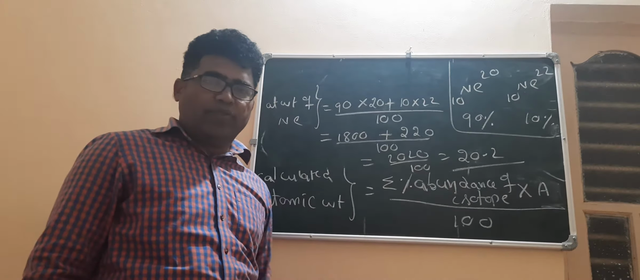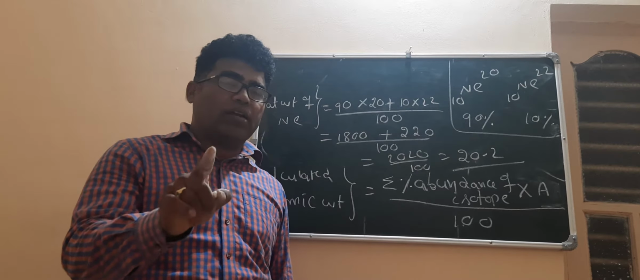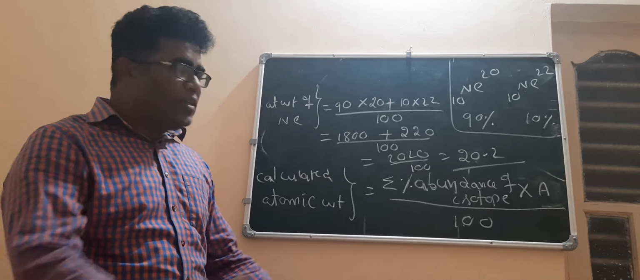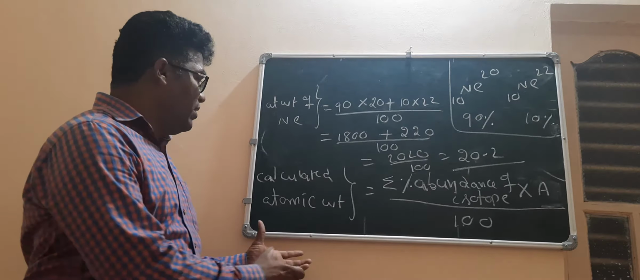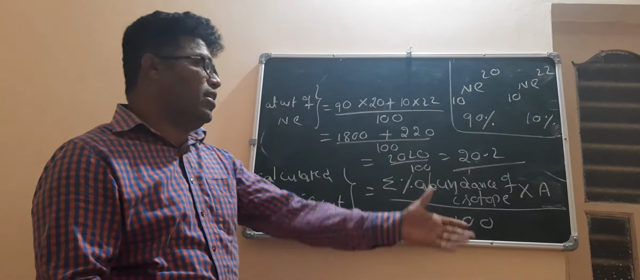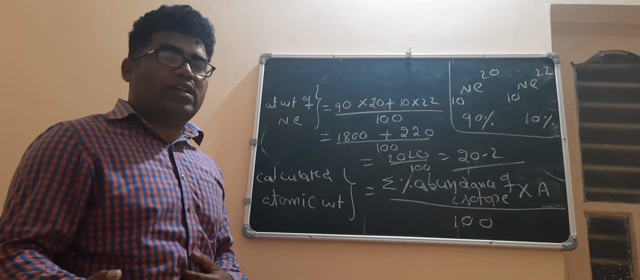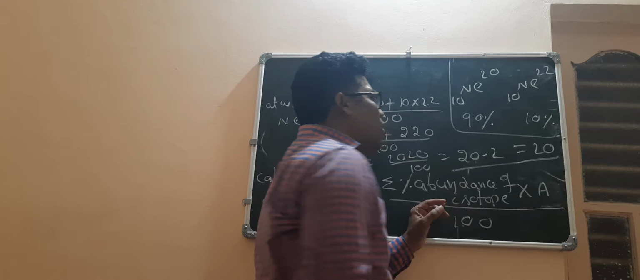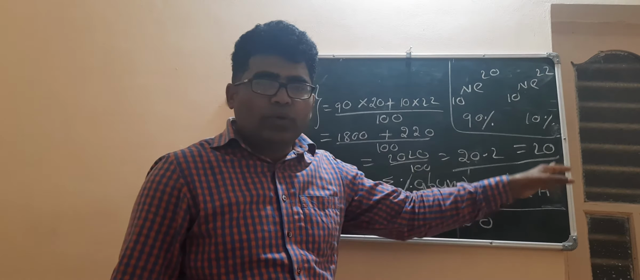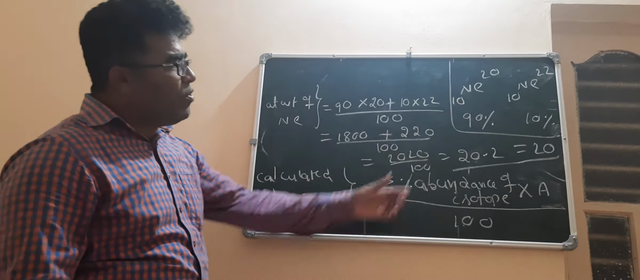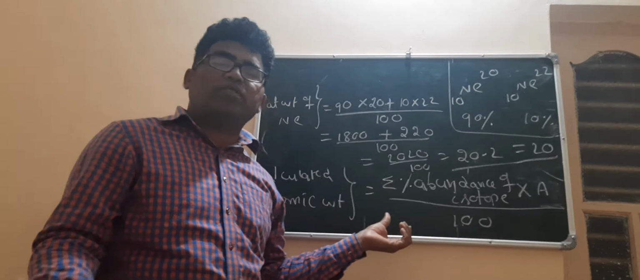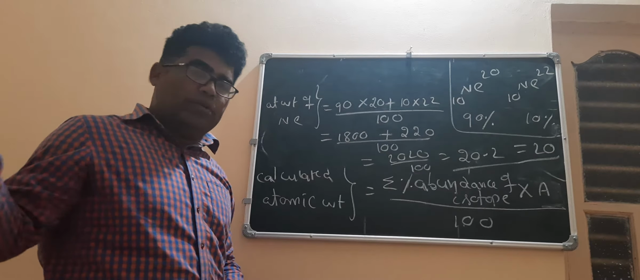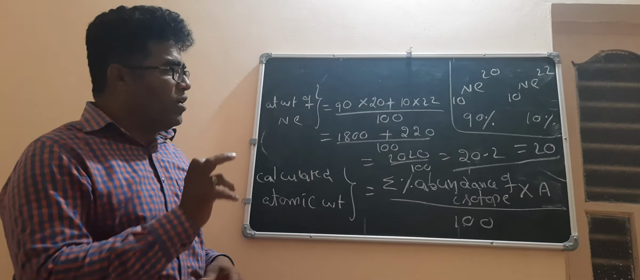Chlorine is 35.5. But actually, what I gave you as the atomic weight of neon was 20. Why? Because scientists introduced calculated atomic weights. But for your convenience, I round off this 20.2 to 20. Whatever I round off and gave in the previous class, you follow that, for the NEET exam or JEE Mains, whatever it may be.